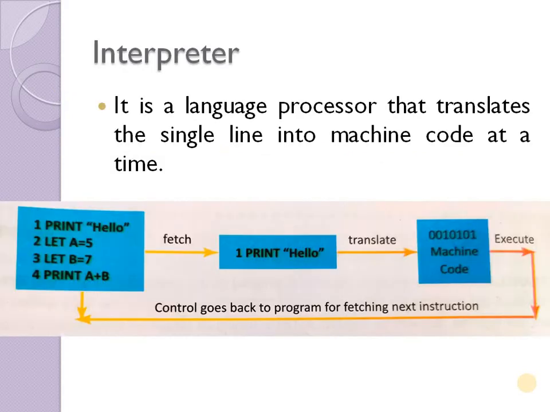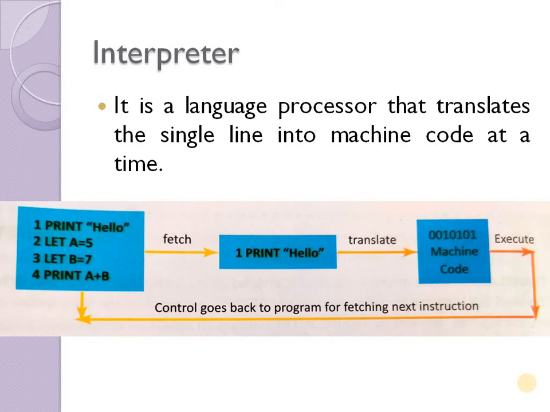So first translator, that is interpreter, and it is a language processor. It is also known as the processor that translates the single line into machine code at a time. And here is one example. You have written 4 lines of code. The first line is being fetched. First line is print hello, and it is being translated into the machine code, and then it is executed, means hello is printed on your output screen.